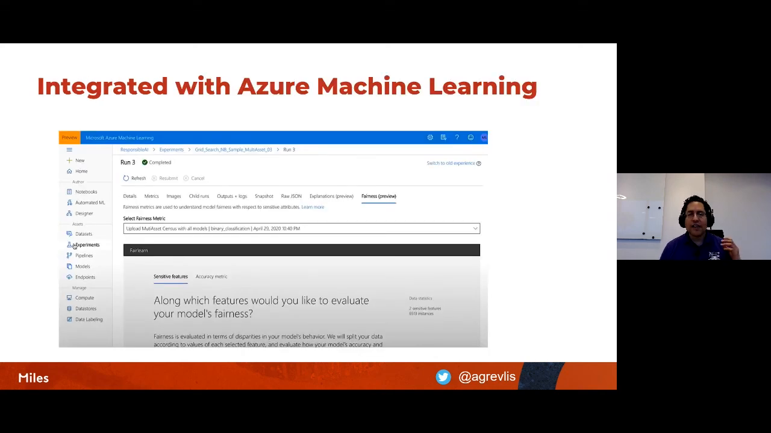Fairlearn is actually integrated with Azure Machine Learning, so you get it just as one of the tabs when you run an experiment in Azure Machine Learning. But it's not limited only to that. You can just use it in a regular Jupyter notebook and just do pip install in order to use Fairlearn.